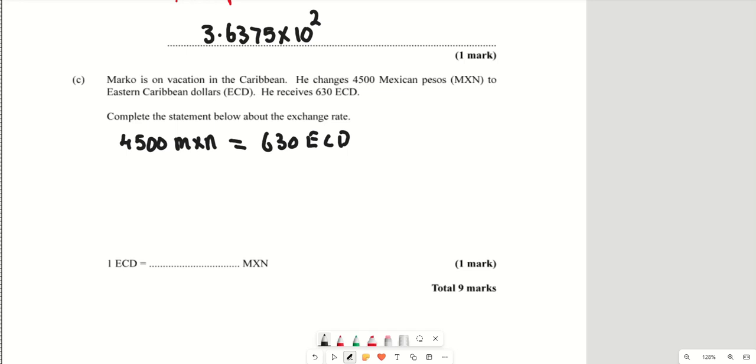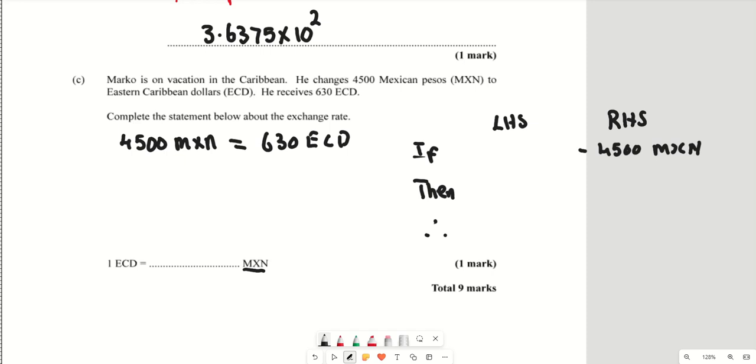Now, this is your if, then, and therefore method, guys. Right? We have if, then, and therefore. You have your left-hand side, you have your right-hand side. The right-hand side is what you're trying to find out. We are trying to find out MXN. So we have MXN here. And we look at the question and see what they give us in MXN. They told us that 4,500 MXN or Mexican pesos is equal to 630 ECD.